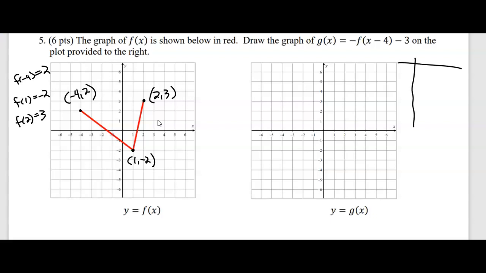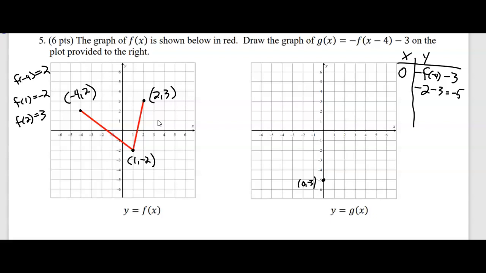if I were to plot points, and I want to have -4, so if I plug in 0 for x, I get negative f of 0 minus 4, -4 minus 3. I know what f of -4 is. It's 2. This is -2 minus 3, -5. So we have 0, -5. Let's put that down. 0, -5.